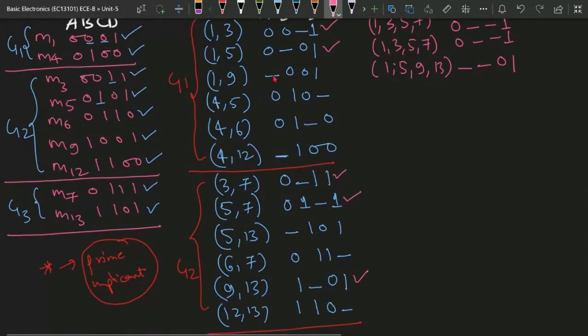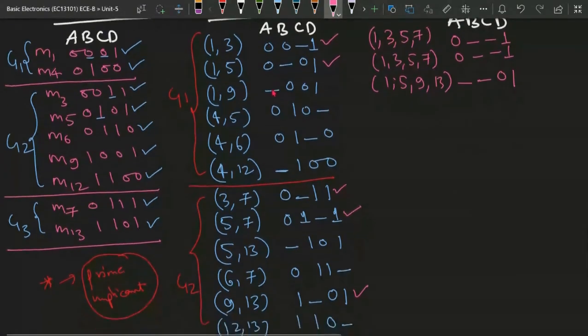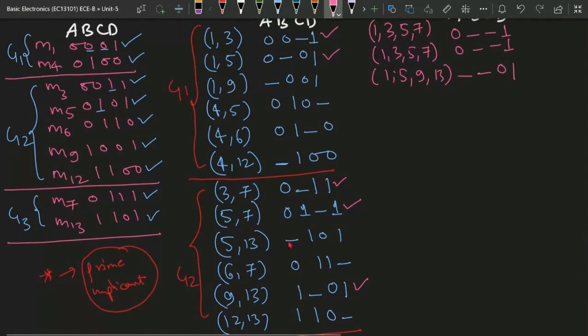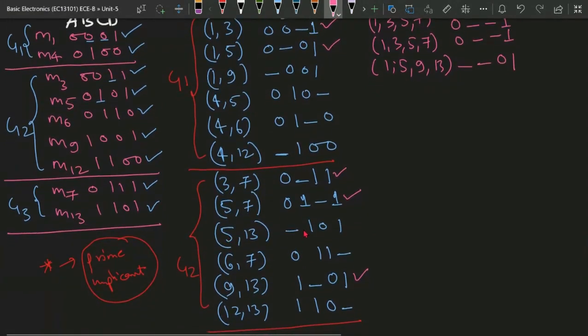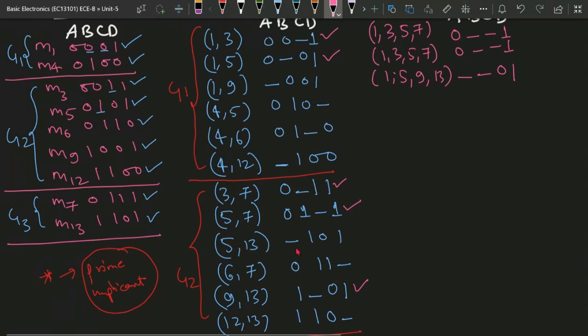Next we will be comparing 1 9. 1 9 is having dash 0 0 1. This dash is at the A position, so we will be looking at the A position, where is the dash. It is at 5 and 13. So here it is 1 9 and 5 13. This is change, this is same. Three digits are same, only one digit is changing. So we will be grouping. It is coming out to be 1 5 9 13 only. So it is dash dash 0 1 that will be coming. We will be taking it out because it has been compared and it is being paired here.